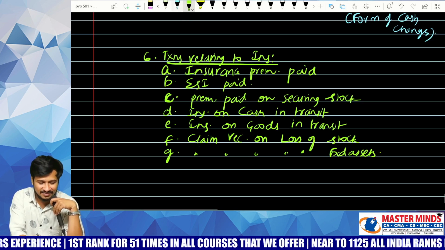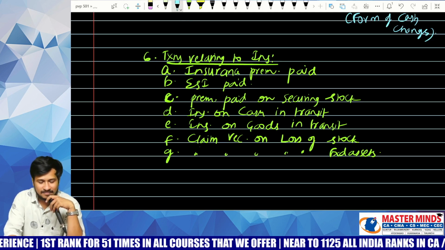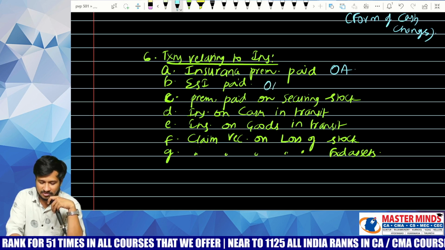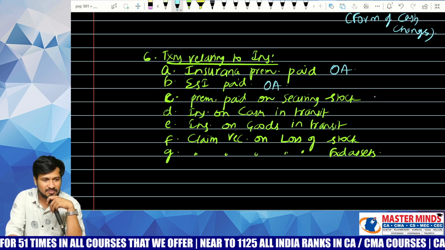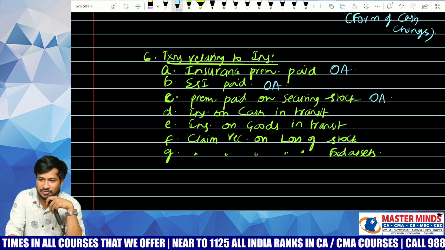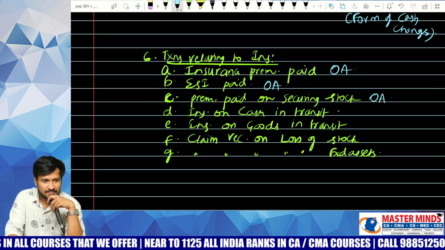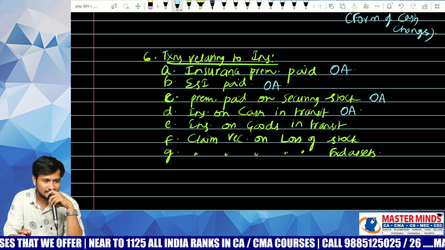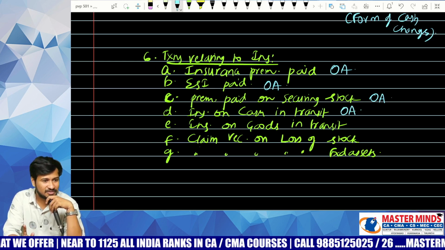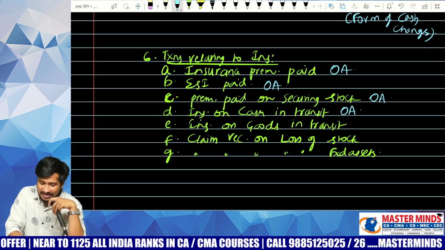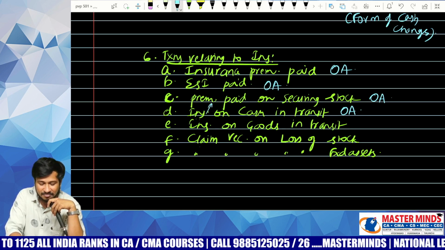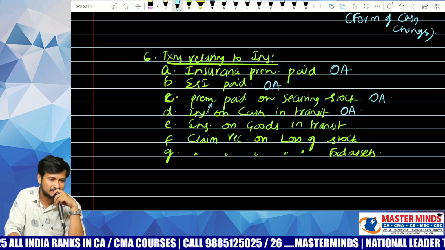Okay, start with the answers. Operating activity, since no information is there, because ESI is exclusively for employees, because it is for the purpose of stock, it is an activity, it is an operating activity. Did you get my point? So please take care. Insurance on cash in transit, in the sense premium paid on cash in transit.